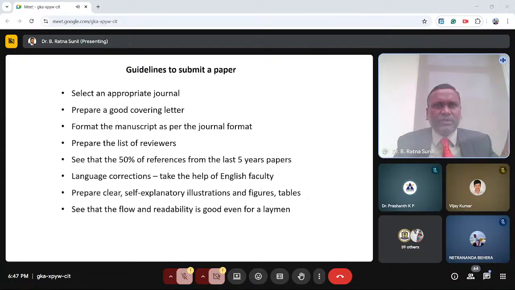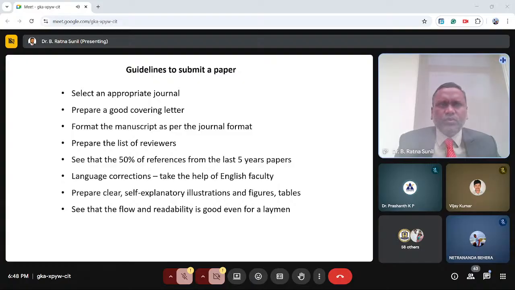The same letter again and again you can use, only by changing the targeted editor, the journal name, the date, and the title. And after that, one sentence that states what is the innovative work in that paper. So that's it. This is the format of the covering letter, that is enough. And some journals ask in their own format as per their journal style, and to prepare the list of reviewers.